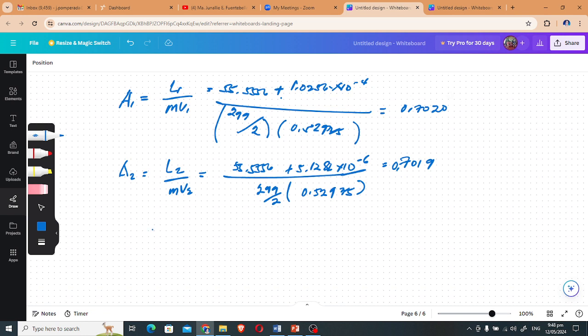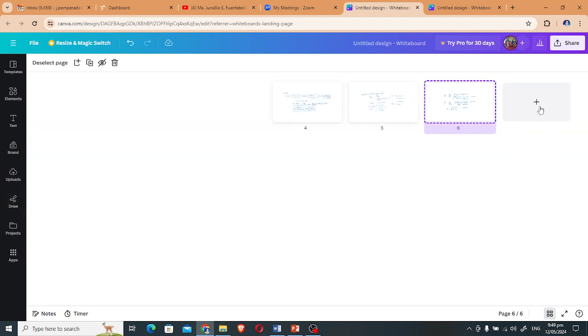So here we'll now go to determining the geometric mean. So you have A1 times A2, and then the product you take the square root of. In this case, it's just multiply these two and take the square root of the product. You'll be getting 0.70197. I think you know already the next step here. All you have to do is determine the number of stages. So go to the next slide. We'll add one here.